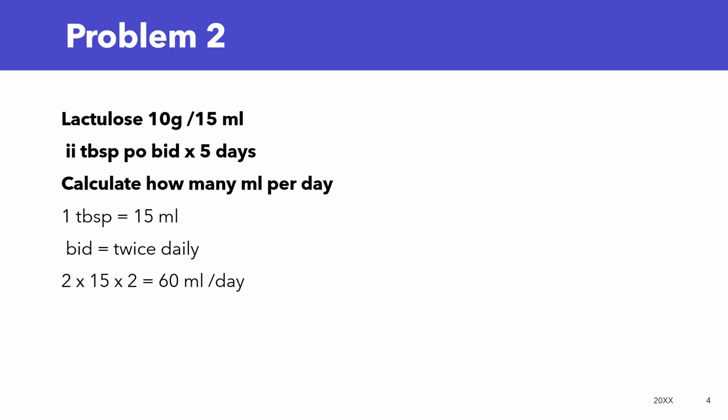Now, the reason why I said you should be paying attention is, if the question was how many ml must be dispensed, then you would still multiply by 5 for 5 days. But here, you're being asked how many ml per day. So 2 times 15 times 2, that's 60 ml per day. For 5 days, the answer would have been 60 times 5, so that would have been 300 ml. So always make sure to pay attention to those.